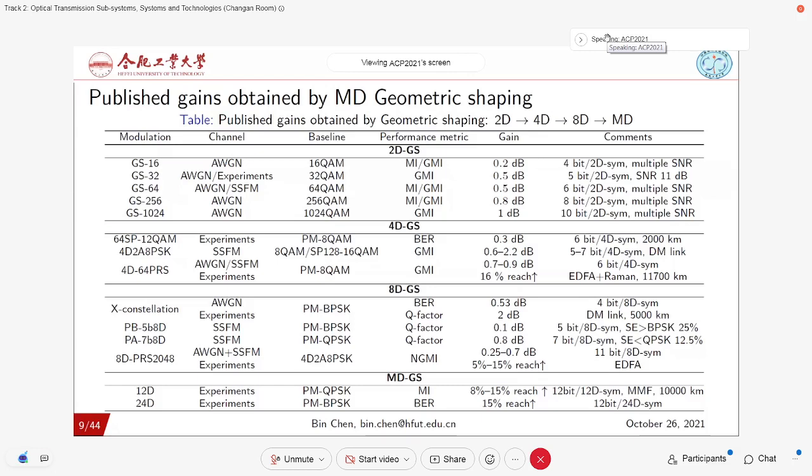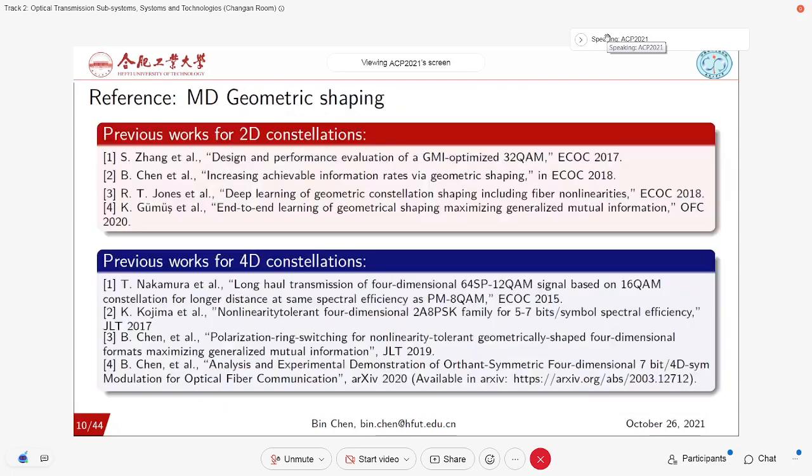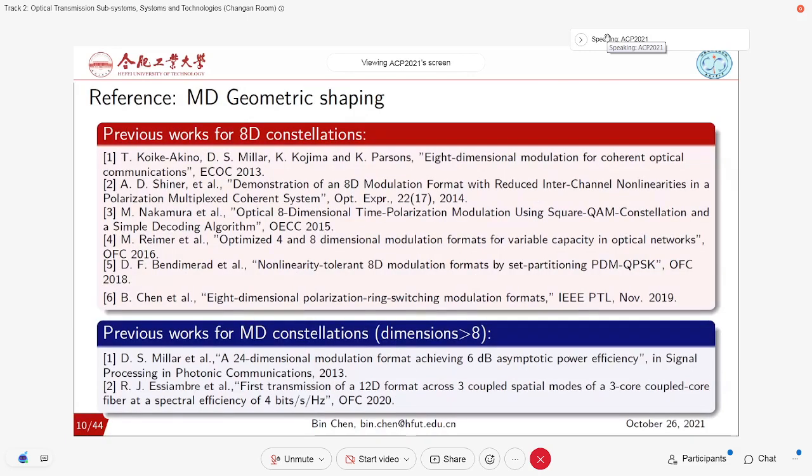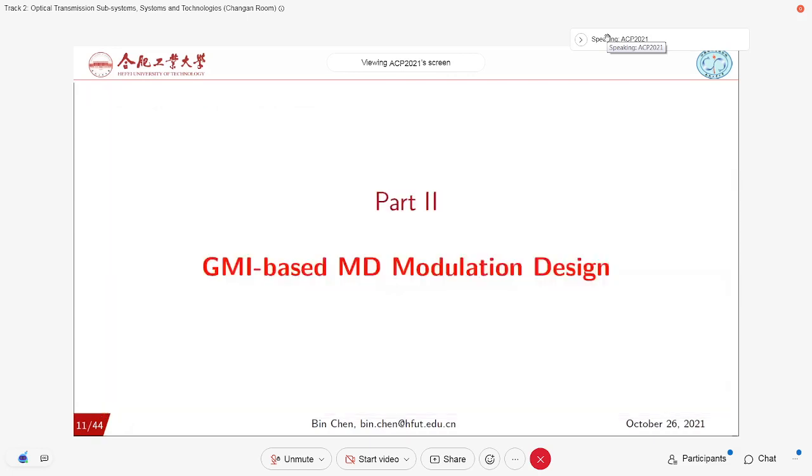And as I know, in optical communication, the largest dimensionality used is 2040, which was published in, I think, Fujitsu or Mitsubishi a few years ago. And this is the reference paper for the papers in the table. So I just skip here. If you want to know more details, you can contact me. I can send you the slides.